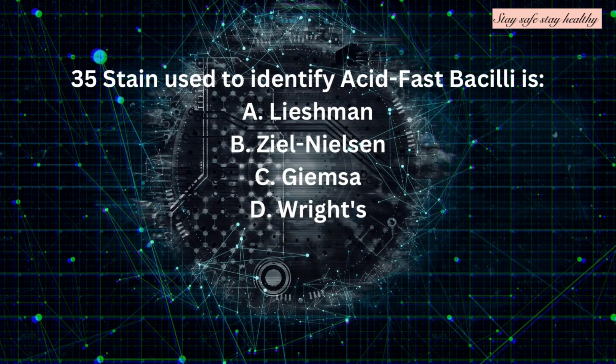Stain used to identify acid-fast bacilli is A Leishman, B Ziehl-Neelsen, C Giemsa, D Wright's. Have you guessed the answer? Yes, it is B Ziehl-Neelsen. So Ziehl-Neelsen is used to identify acid-fast bacteria, including Mycobacterium tuberculosis, the cause of tuberculosis.